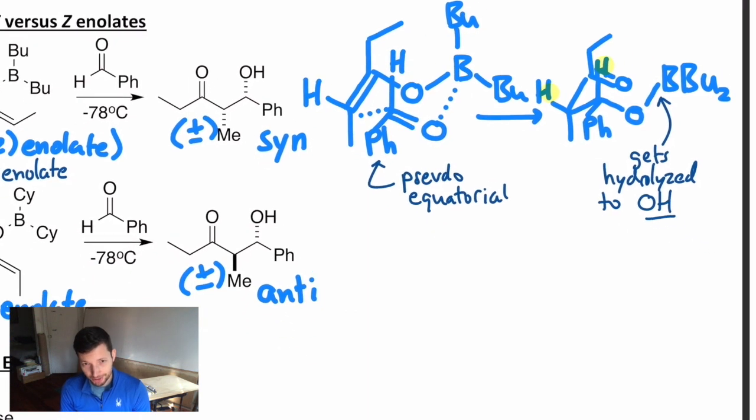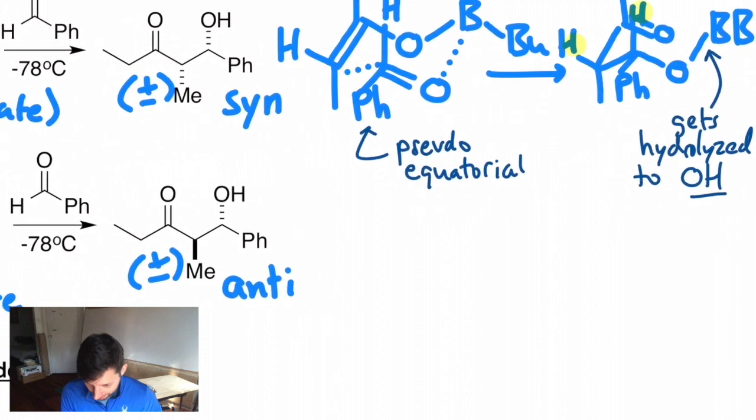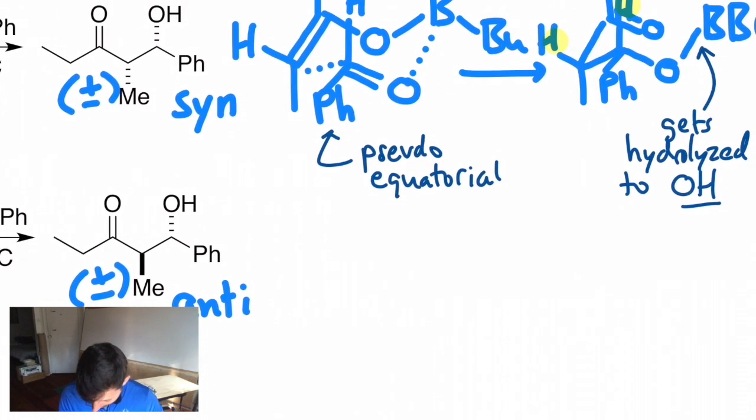So I want you to challenge yourself and see if you can draw the analogous chair transition state for the one right below it. The only thing that's different is that the enolate that you have is E. That's the main difference. I mean, the butyl groups are cyclohexyls, but that's the main change. So hit pause, try to draw that, see if you can explain that we get the anti product instead. Okay, let's see how you did. So I'm actually going to mimic what I have right up above.